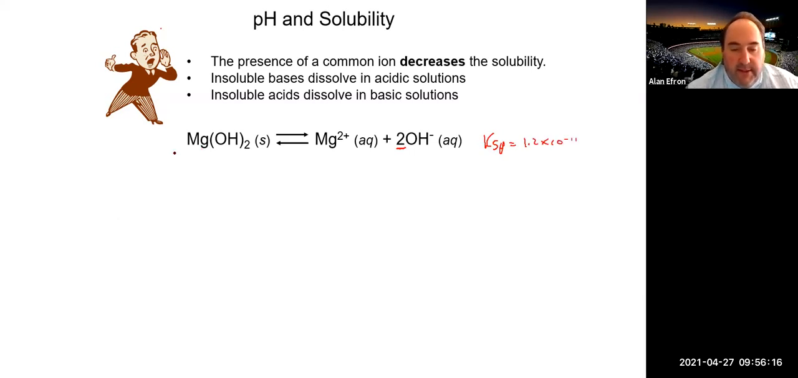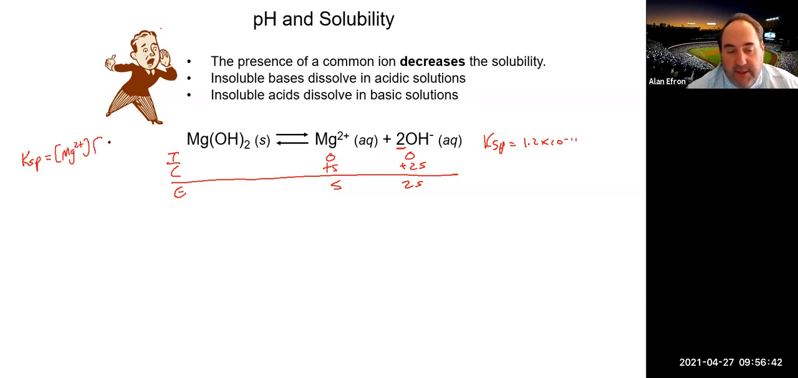So initially here, 0 and 0. Change would be plus S and plus 2S, again for the coefficient, which means when we reach equilibrium, we have S and 2S. So if we were running through our normal KSP type table, we would then put those into our expression here. And that would give us S times 2S squared is equal to 1.2 times 10 to the minus 11.